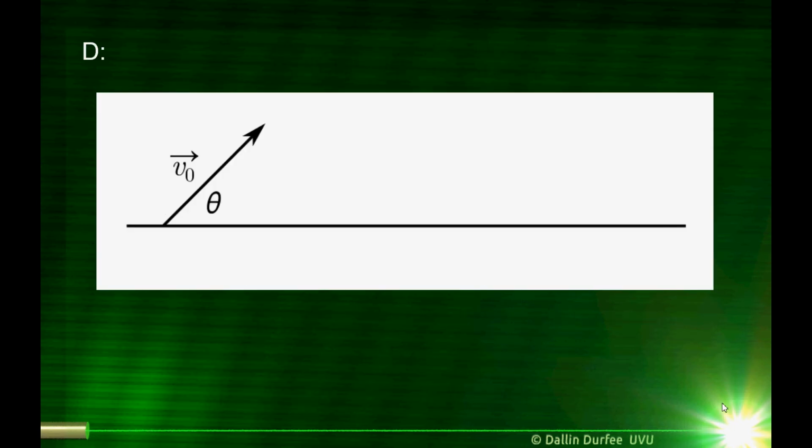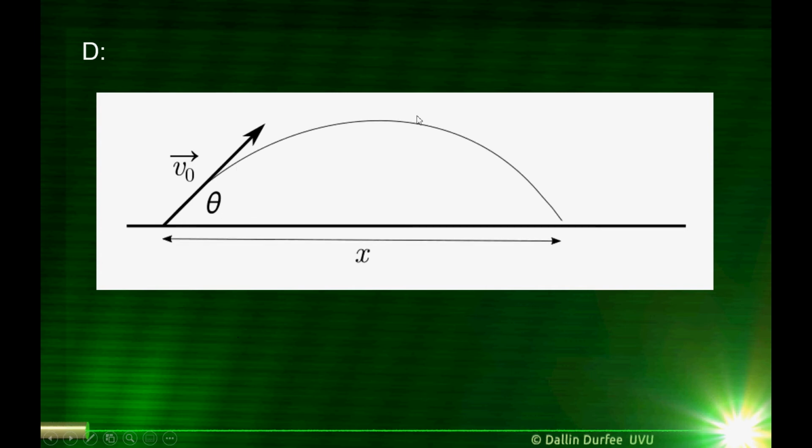The first step is D, which is diagram. So I need to draw a diagram of what's happening here. Over here on the left, this is where my cannonball is launched. It's launched with an initial velocity, which is represented by this vector here, v naught, and it's launched at an angle theta relative to the horizontal. After it's launched, it does this arc and hits the ground some distance x away.